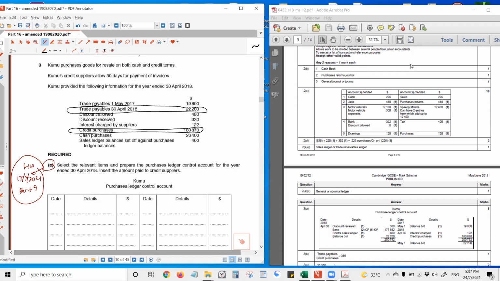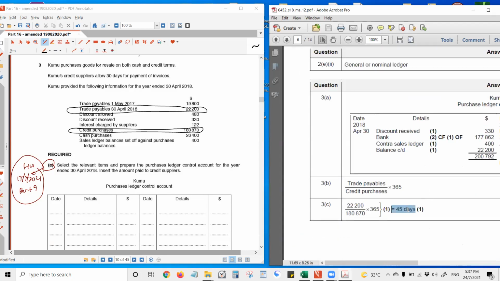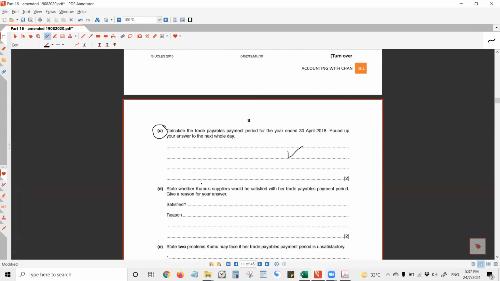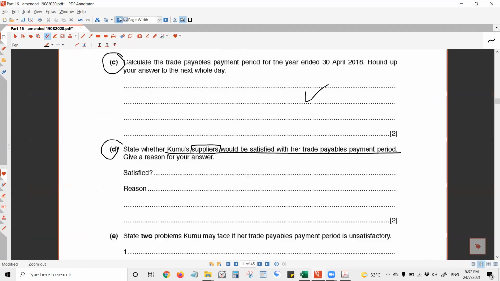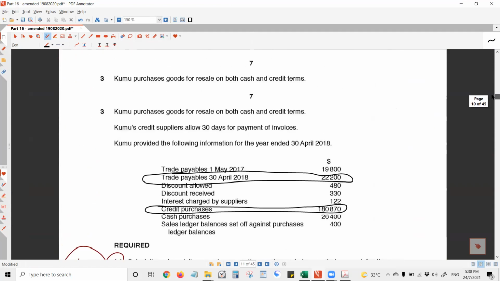45. Good. So I show you the answers. Is 45. Okay, bottom right corner. Okay, 45. Good. So simple. Now next one. Question D. State whether Kumu suppliers would be satisfied with a trade payable payment period. Okay, it's asking you whether suppliers would be happy or not. So you have to see. Looking at the 45 is meaningless, right? You have to see how much time suppliers allow us to pay.